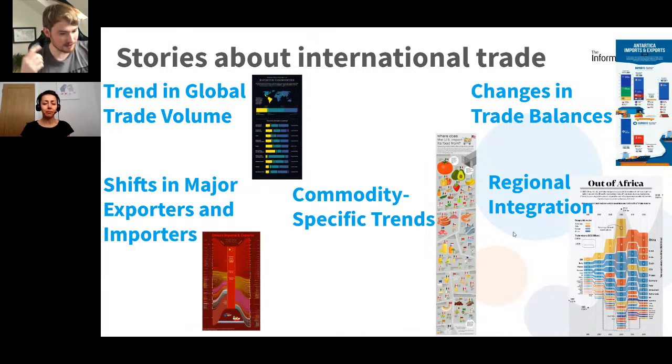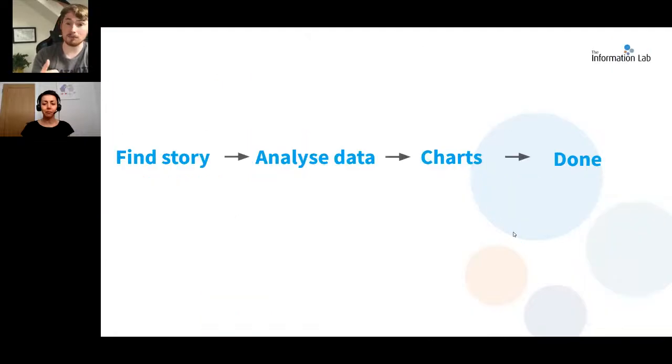So they again got me thinking about what process I was going through. I had used ChatGPT to go and find me a story about this commodity, then go and analyze the data, then go and find me some charts, and then that was it. Then I've got my visualization.